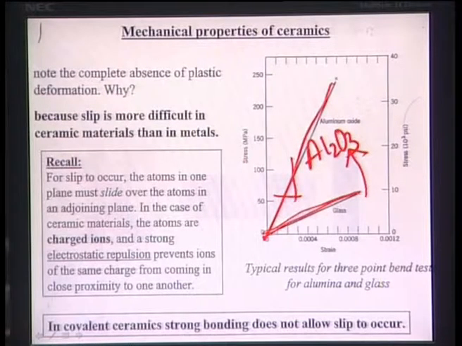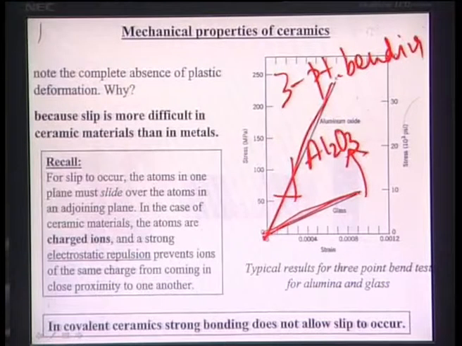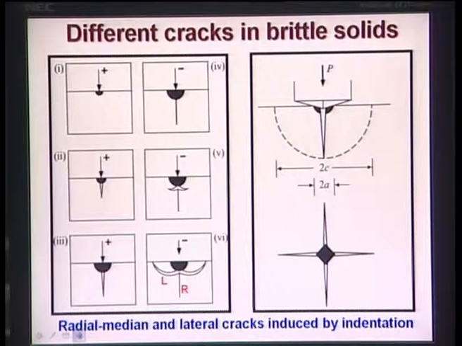This stress-strain plot was recorded in a 3-point bending configuration, and in this configuration all the ceramic materials show extensively linear elastic behavior up to the point of fracture. As you know, ceramics are brittle materials, so they are very prone to fracture. Now the question is, what are the two different types of crack systems in these brittle solids? The first one is called the radial median crack.